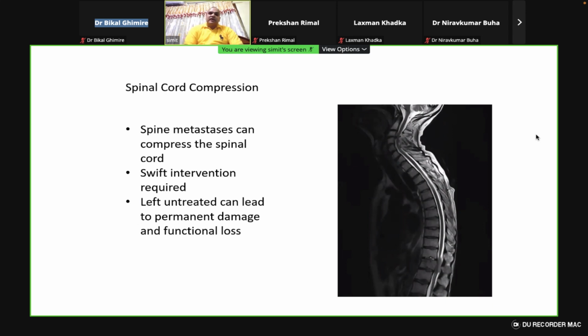So this is a case of spinal cord compression where we can see there is a compression. Spine mets can compress the spinal cord. Here, swift intervention is required. Left untreated, it can lead to permanent damage.